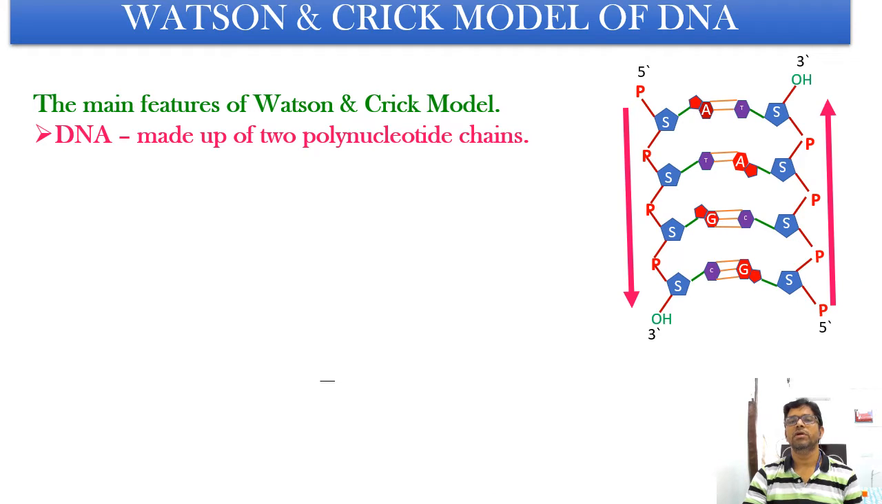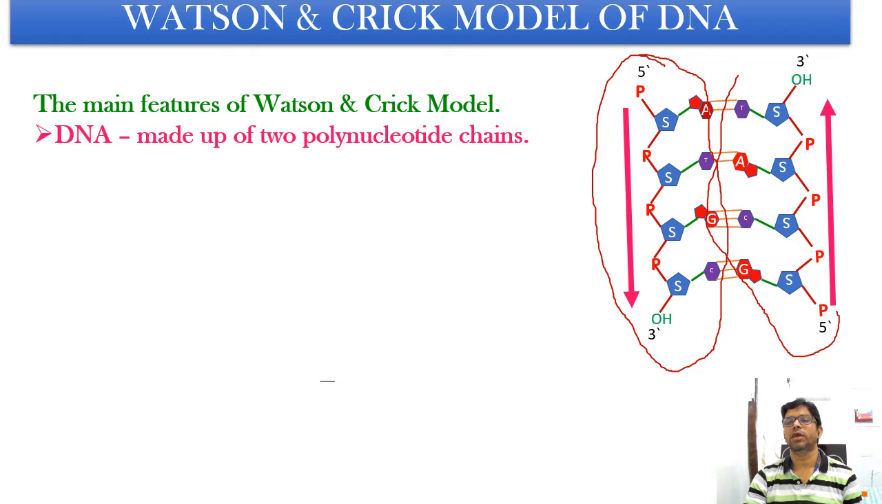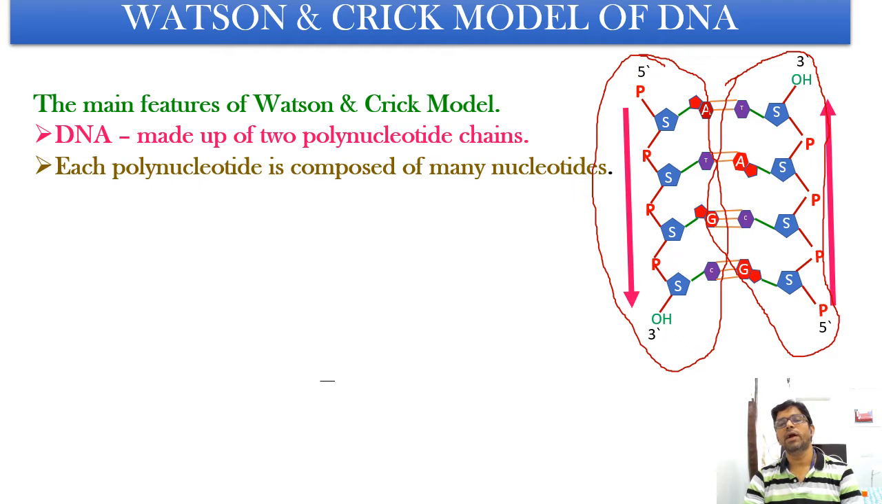Here you can see in the picture two polynucleotides. This is one polynucleotide chain and this one is the other polynucleotide chain. These are the two polynucleotide chains present in a DNA molecule. And each polynucleotide is composed of many nucleotides, hence it is called polynucleotide. Poly means many. Many nucleotides are present in each polynucleotide chain.